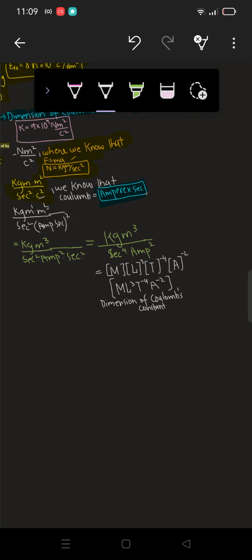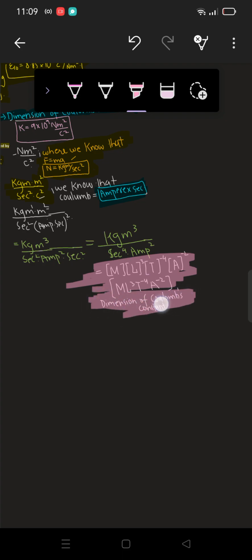It is the dimension of what? It is the dimension of the Coulomb's constant. So finally we have taken out the dimension, and that is equal to M L cube T minus 4 A minus 2.